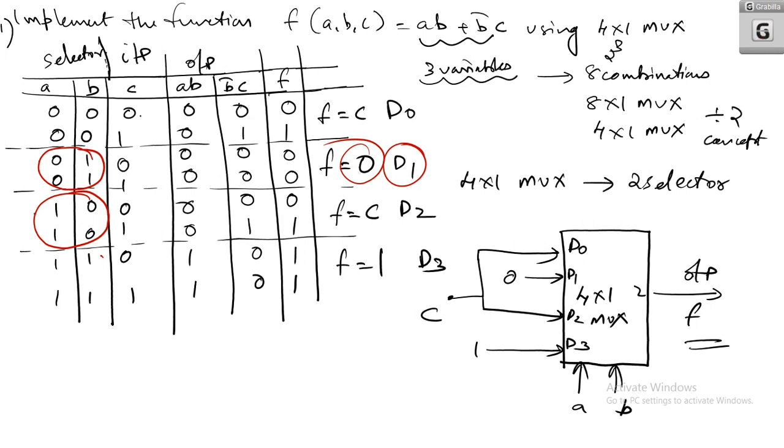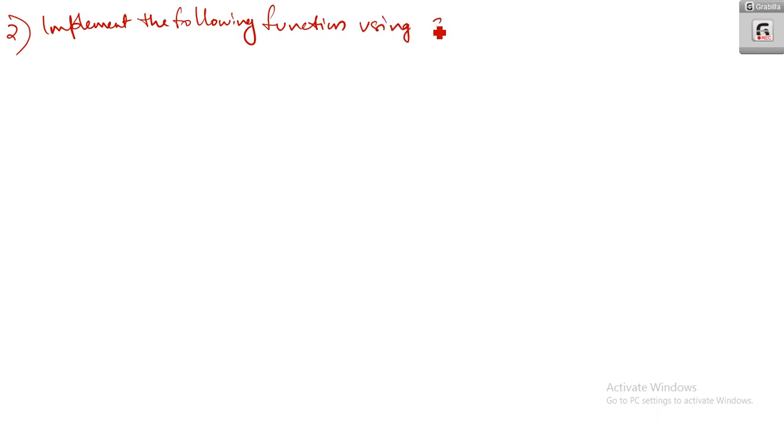Second question. Implement the following function using an 8x1 mux. So the function is F is equal to A B bar or B D or B bar C A bar. From this function, you need to revert back to the min terms and max terms.